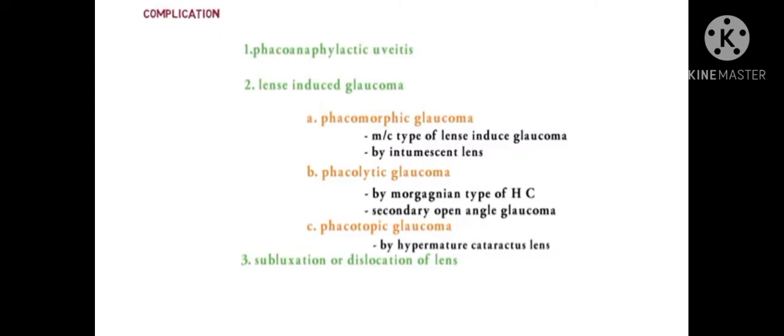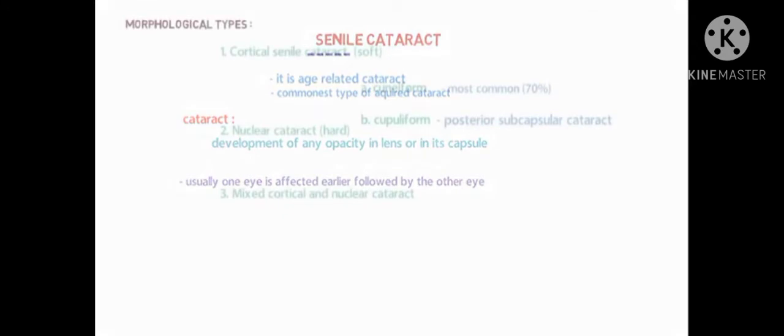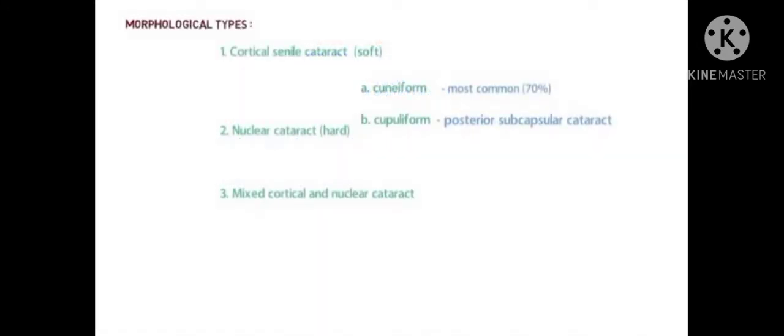So what we learned till now? First, we discussed what is cataract, what is senile cataract. Then after that, we took a look at morphological types of senile cataract, that is cortical senile cataract, nuclear cataract, and mixed cortical and nuclear cataract.